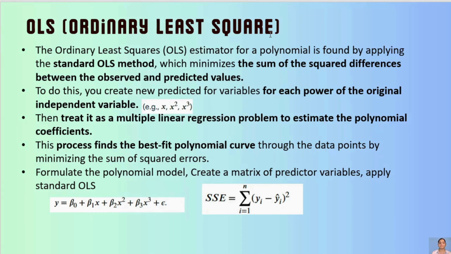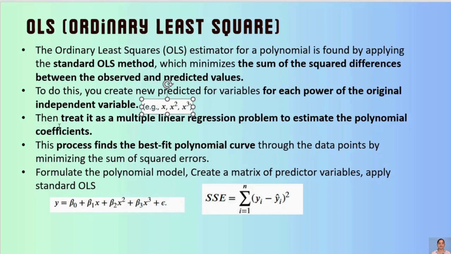So what exactly is the standard OLS method? This method minimizes the sum of the square differences between the observed and predicted values. So when I'm talking about polynomial here, it is going to take each and every prediction. Like I said, if you have 10 independent variables, it is going to create the variables just the way it is, like x square, x cube, then till x to the 10th power, right? It is going to create those predictor variables for each original independent variable.